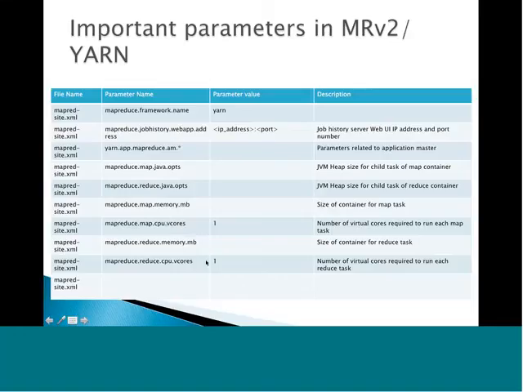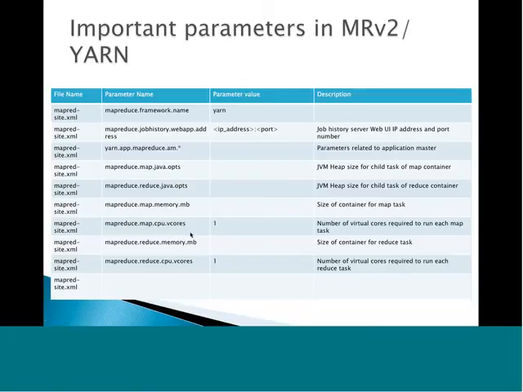Actually, there is a container and then a task in YARN. So one set of parameters is related to containers. That is, map.memory.mb is the container for map, and reduce.memory.mb is the container for reduce. And then for the task, you have map.java.opts and reduce.java.opts. And then CPU vcores are how many vcores you should give for a given map task and reduce task.